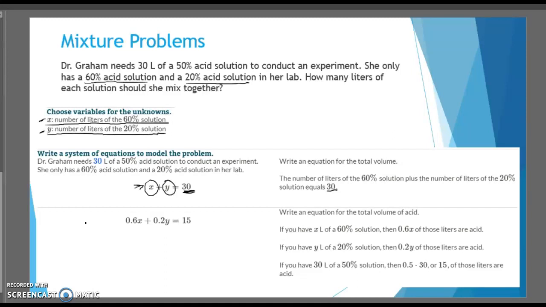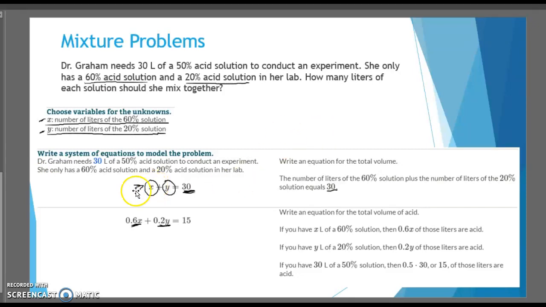Okay, to represent how much acid solution is in each liter, there's 60% in the x's and 20% for the y's. Now, to find out what this 15 is, if you have 30 liters of a 50% solution, then 50% of 30 is 15, or 15 out of those 30 liters are acid. Okay, 50% of that 30-liter solution needs to be acid. So this is the amount of acid in that solution.